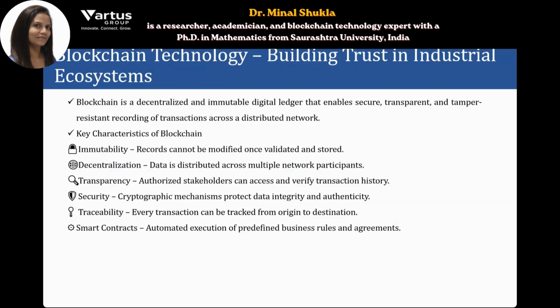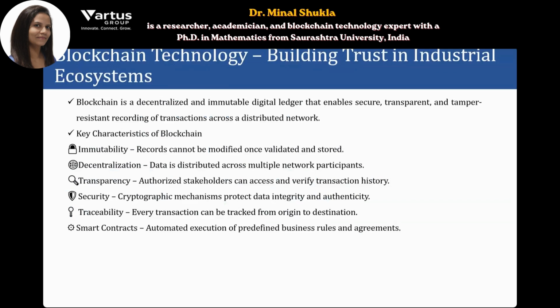So blockchain is nothing but a digital ledger where we can open an account without any papers, without any signatures. Yes, we do have a signature, but it is supported by cryptography, meaning it is secured with cryptographic algorithms and logic. So it is a decentralized, immutable digital ledger that enables secure, transparent, and tamper-resistant recording of transactions across a distributed network. So what are the key characteristics of this blockchain technology?